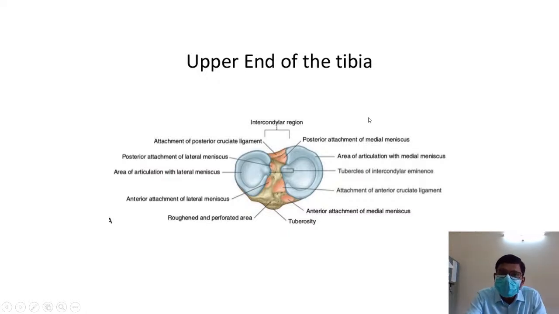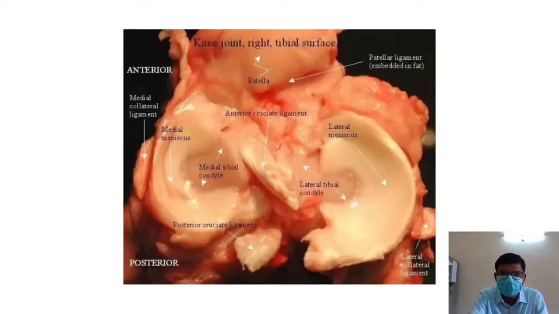So there is a mnemonic to remember the structures which are present over the upper end of the tibia. I will tell you again. Please remember, it's very easy to remember. Medical College London, London Medical College. Please remember this mnemonic. Medical College London, London Medical College, from anterior to posterior side.